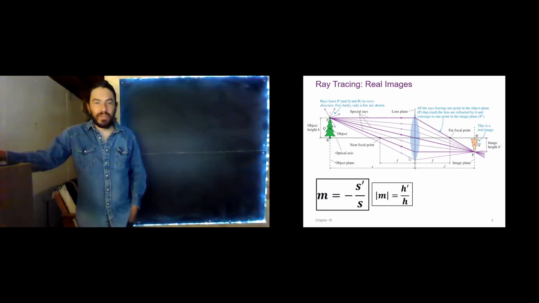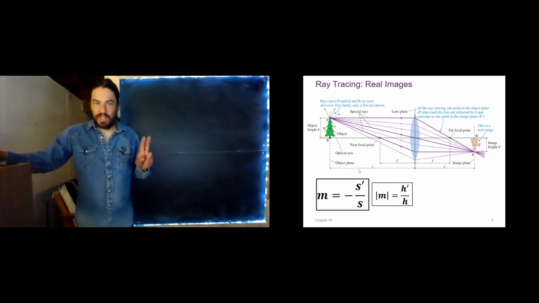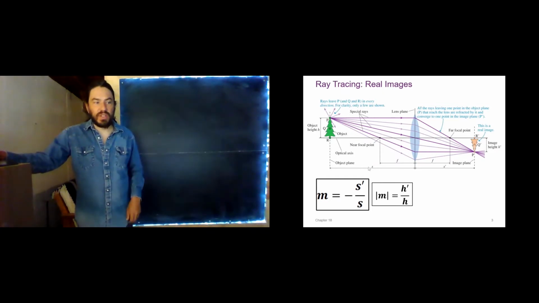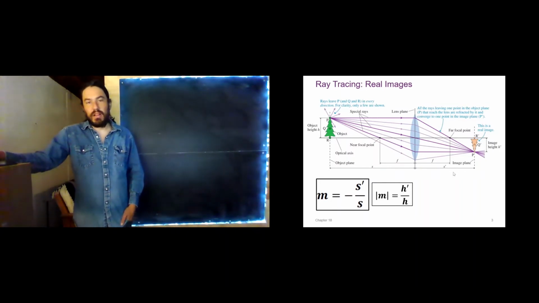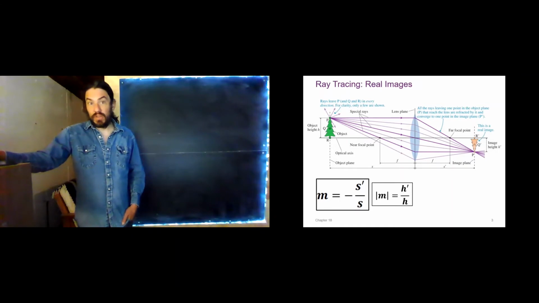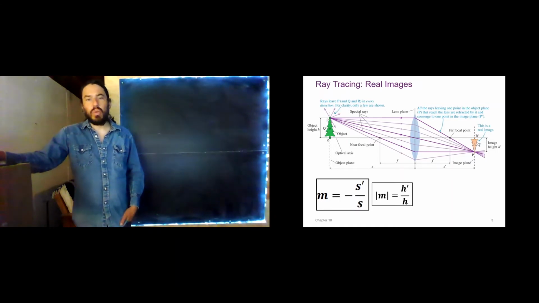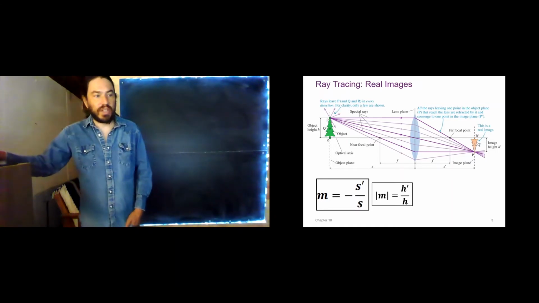There are some sign conventions to reckon with here. In this case, S prime is positive because it's on the right side of the lens, and S is also positive because it's on the left side of the lens. It turns out the sign conventions for S and S prime are slightly different. I do have a slide that lists all of the sign conventions in an organized fashion. We'll get to that towards the end of the lecture.